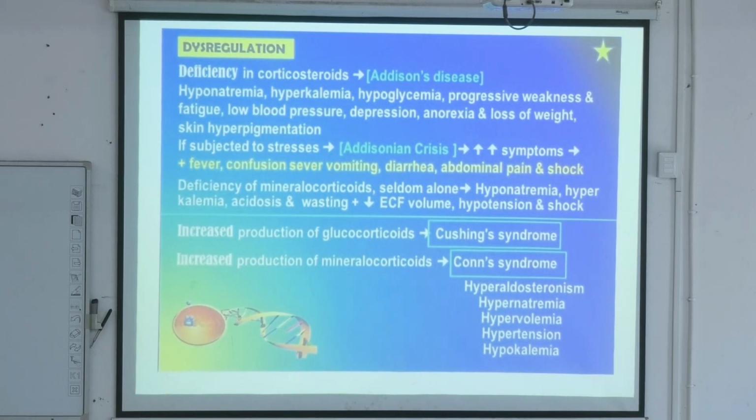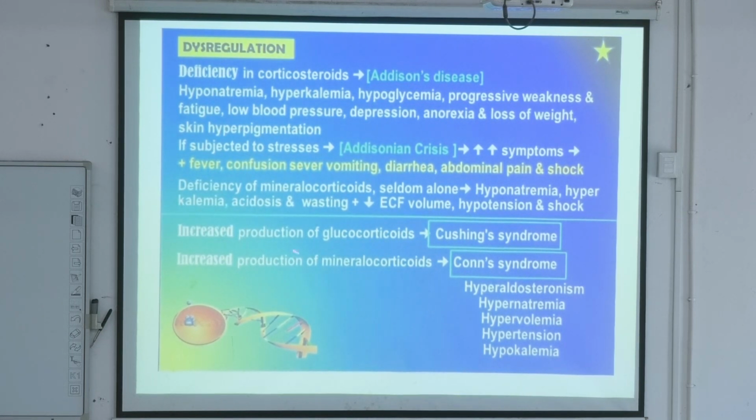So if aldosterone is absent in Addison's disease, what will happen? Sodium retention is not occurring, so sodium will go down. There will be hyponatremia. Water will also go out with sodium. There will be less water. And the entire metabolism of the body, fat, carbohydrate, protein, all will be hampered. So the entire body will not properly function in Addison's disease.